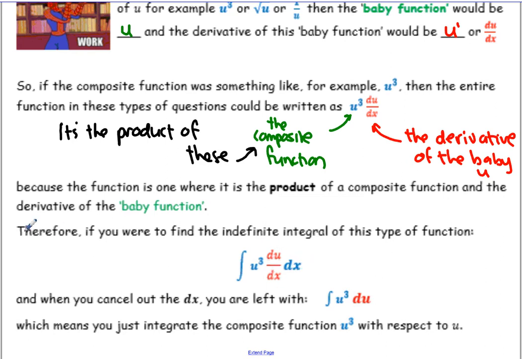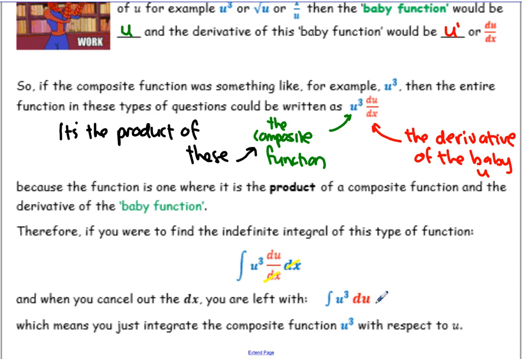And what cancels down here? dx is a goner. So you can cancel dx, dx. So what does that leave you with? You integrate the u cubed with respect to u.